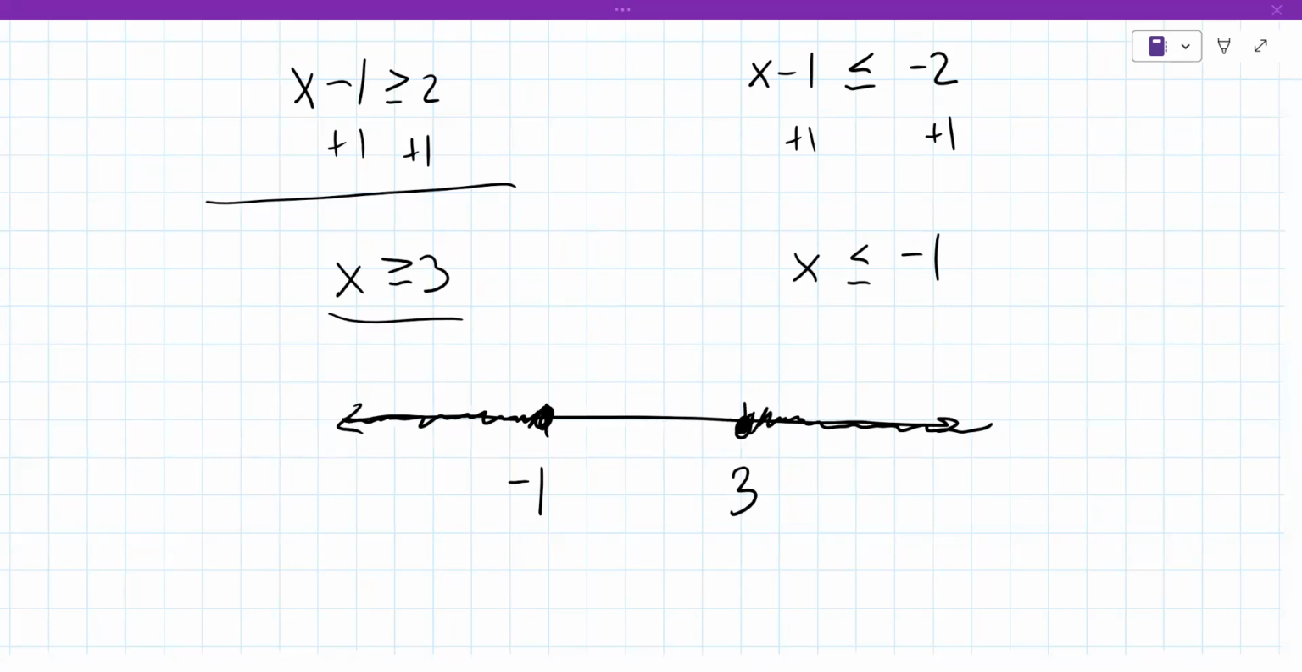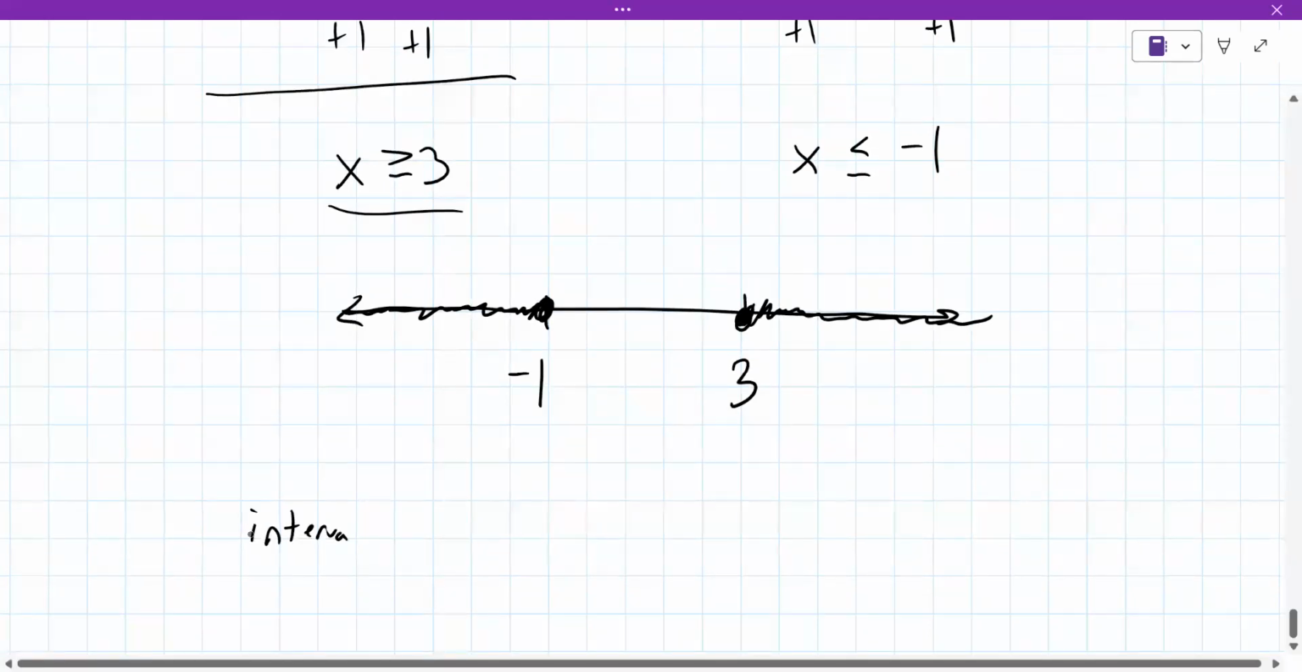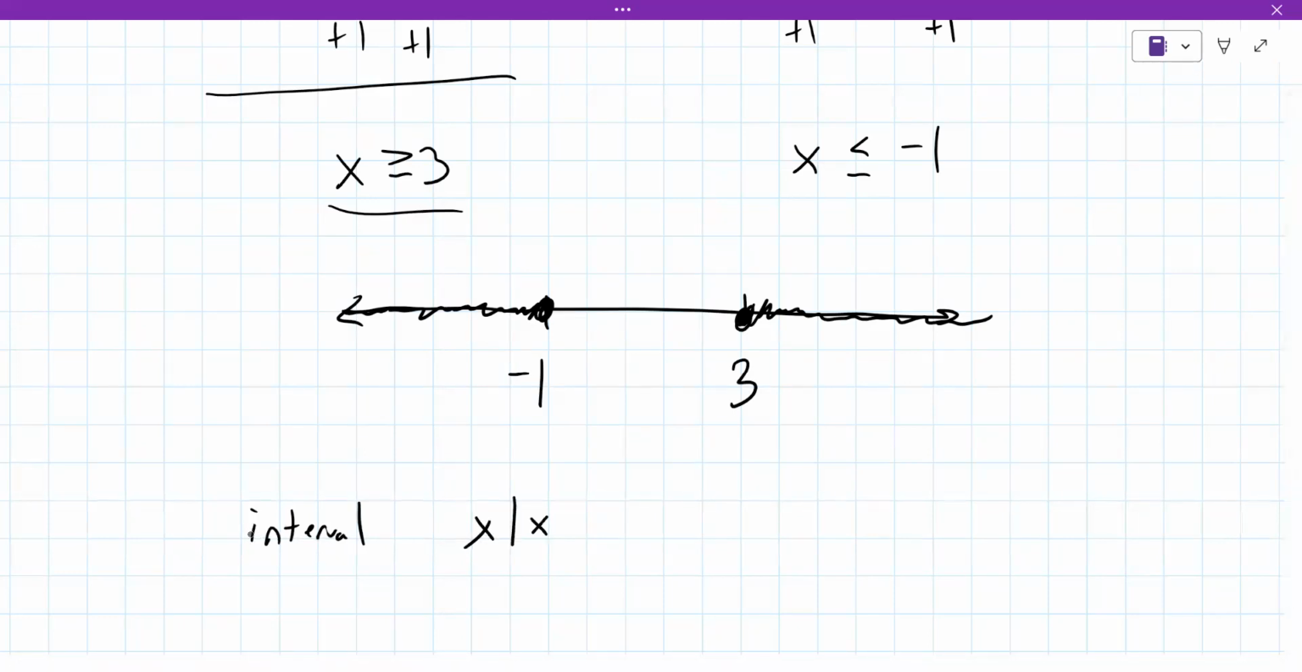Now, interval notation, we really haven't done much with set notations. Let's just do interval notation. You do the whole preamble: x such that x is an element of the real numbers. But then you write x is less than or equal to -1 or x is greater than or equal to 3. So that word "or" is really important. That means they're both okay.